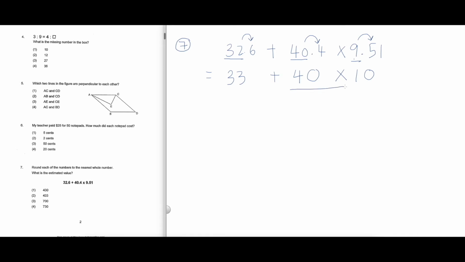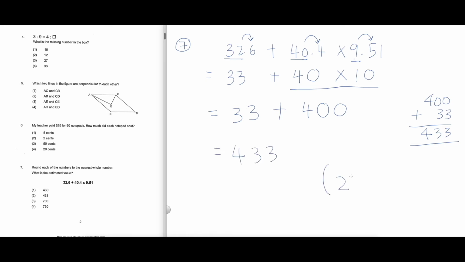Always underline whatever you're going to do next. So, it is 33 plus 40 times 10. Let's do a shortcut. 4 times 1 is 4. Then, let's just put the remaining zeros inside. Okay? 400 plus 33. 4, 3, 3. Your answer will be option 2.